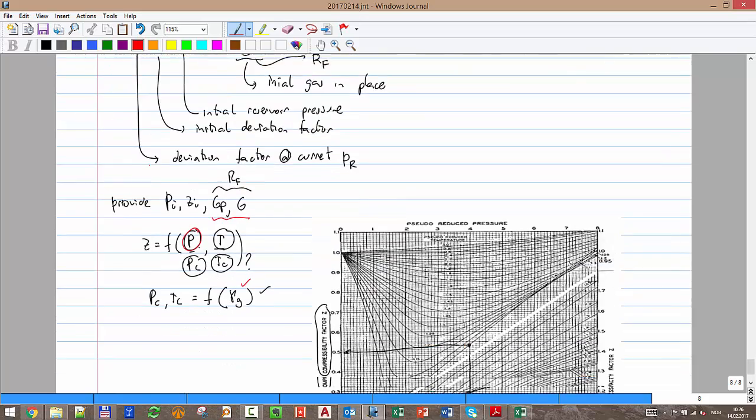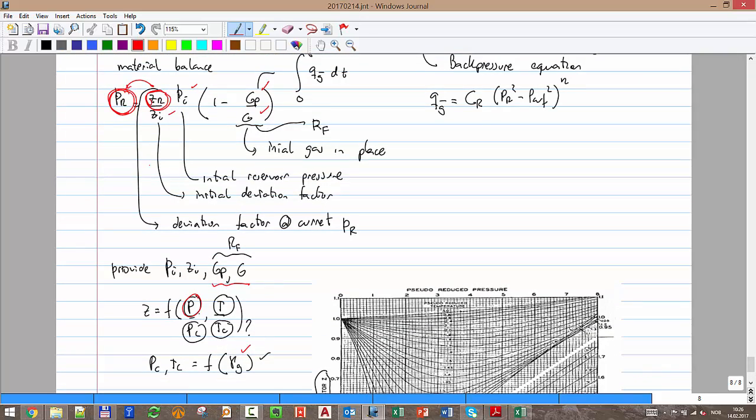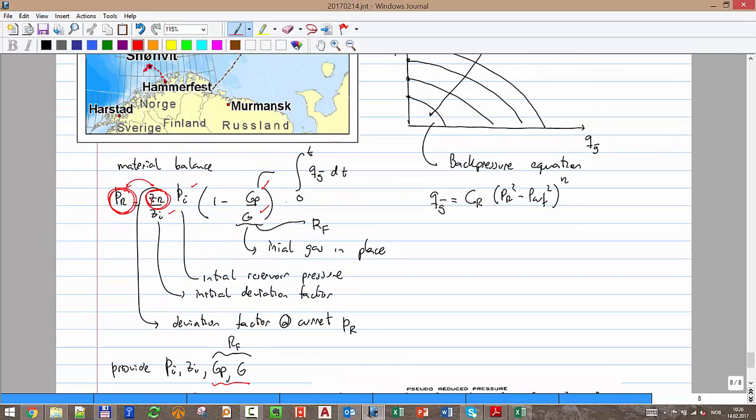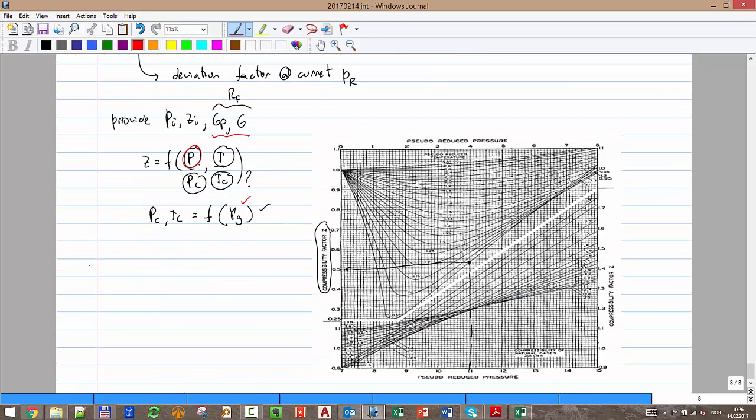So the procedure, those of you who took the course of numerical methods, what will it be? Remember, if I don't know, I assume. I assume a pressure that has to be lower than initial reservoir pressure, calculate the Z, then substitute in this equation and verify. Is the pressure that I calculate equal to the one that I assumed? No? I repeat the procedure until the two of them are the same. Is that clear? Yeah? So that's an implicit equation.